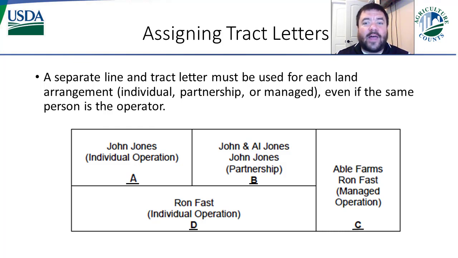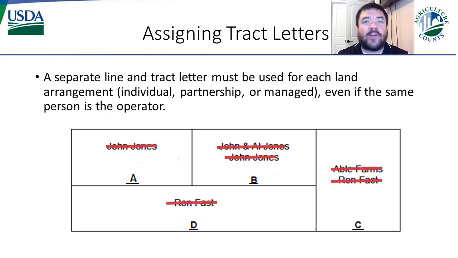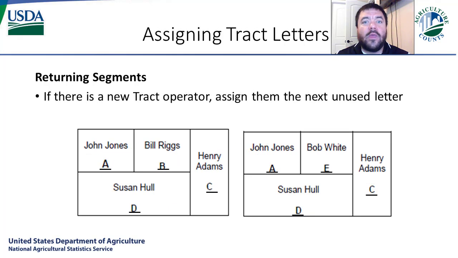As stated on the last slide, we would never write the operators' names or any other personally identifiable information on the aerial photo. This is merely for illustration purposes only. Moving on to returning segments. If a new operator is found, assign the next unused tract letter. In this case, Bill Riggs is no longer operating. We cannot reuse tract letter B. So Bob White is the new operator and would be tract E.